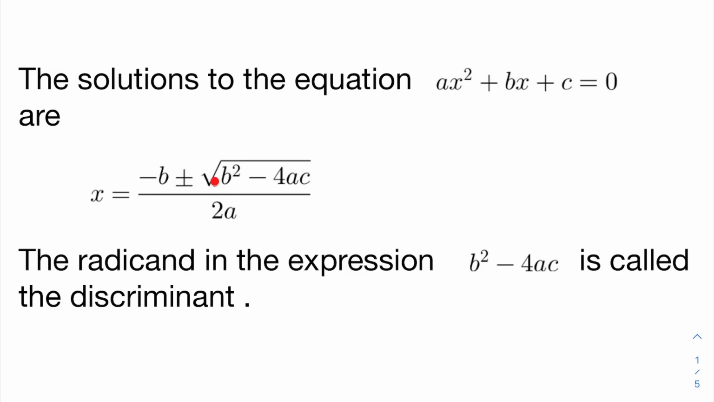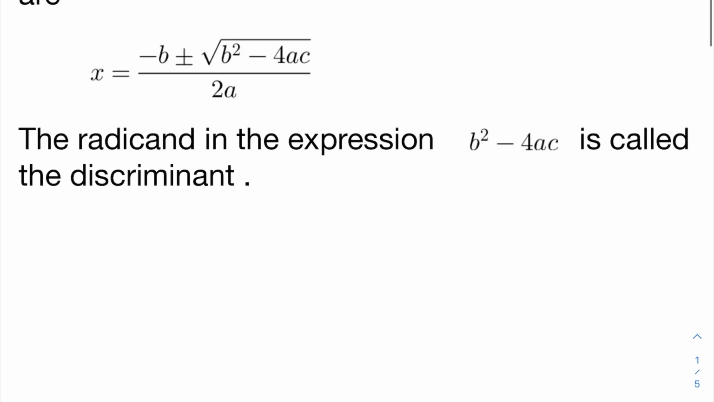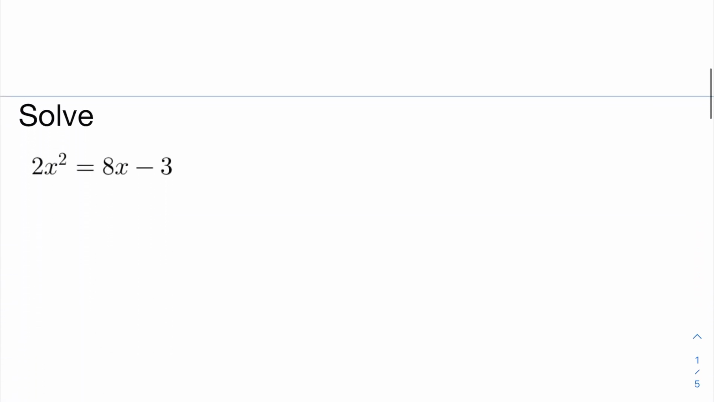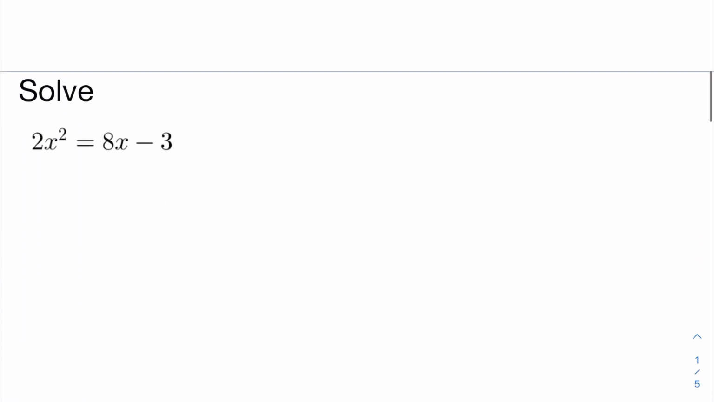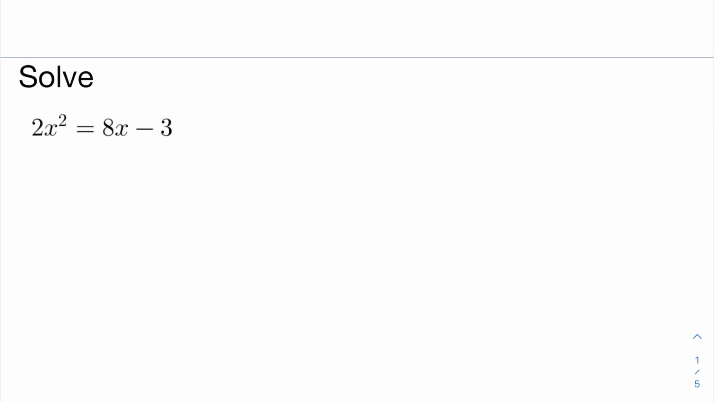The radicand, which is this under part right here, is called the discriminant. And the discriminant can tell you how many solutions this equation has and the nature of those solutions. Because the sign of the discriminant and whether or not it's a perfect square can help us figure out what kind of solutions we have. But anyway, let's go ahead and solve this quadratic equation.